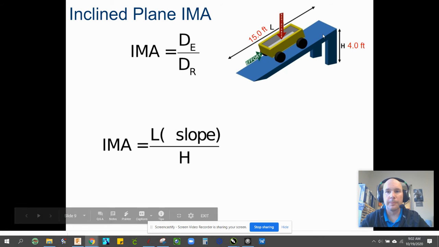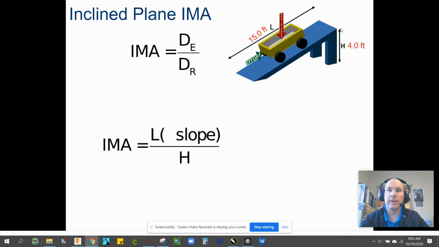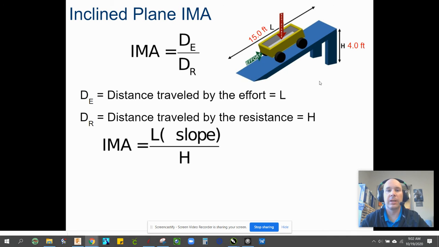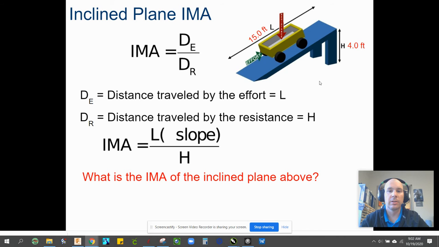So the IMA would be our slope length divided by our height, which gives us a mechanical advantage of 3.8 to 1. 15 divided by 4 is 3.75.